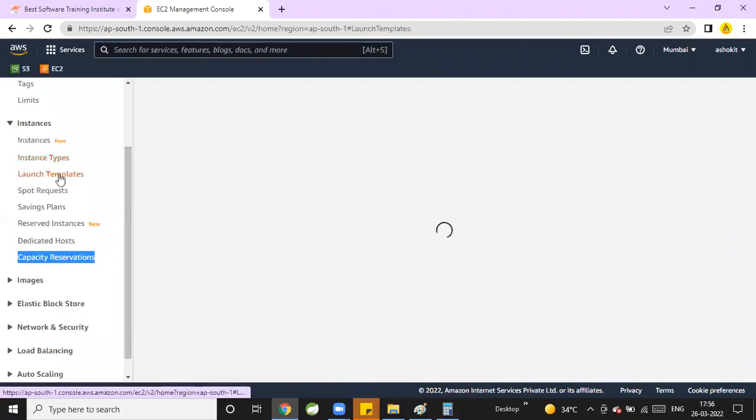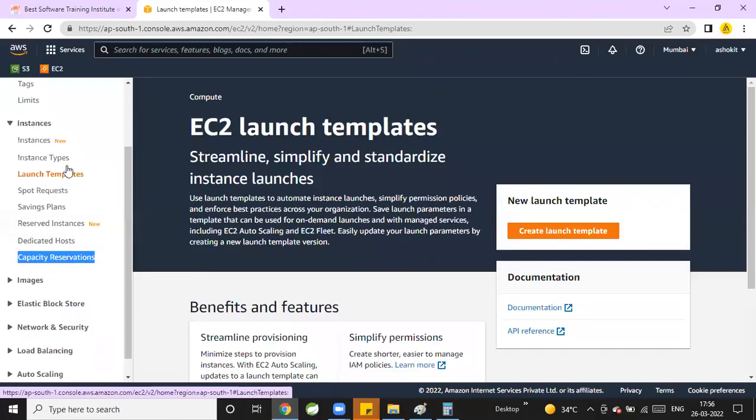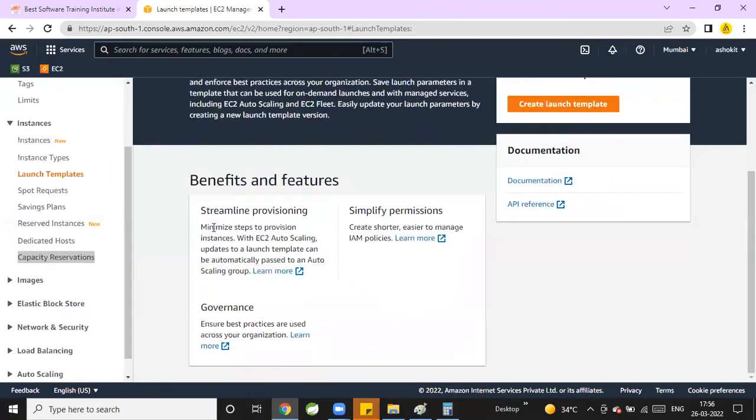Instance types. Next one, launch templates. The launch templates concept is available. EC2 launch templates streamline, simplify and standardize instance launches. Benefits and features: streamline provisioning, governance, create shorter, easier to manage IAM policies, identity access management, minimize steps to provision instances with EC2 auto scaling. Updates to a launch template can be automatically passed to an auto scaling group. You want to create some instance, you want to keep the template ready so that next time you can use that to launch it easily.